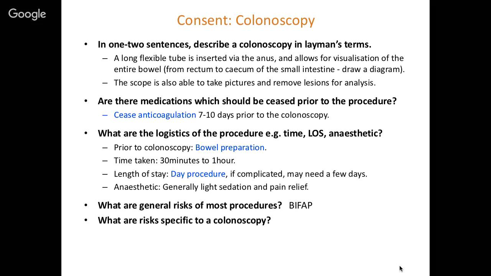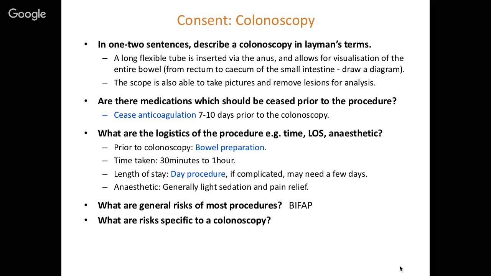When you're asking about risks, always group it up into general risks and risks specific to a colonoscopy. BIFAP is a mnemonic someone told me for any general risk that applies to most procedures: bleeding, infection, F is for failure, so failure of the procedure, maybe this person has not taken their bowel prep and there's an inadequate view. A is for allergies or anaesthetics, and P is pain. So there are always some good general risks you can start off with.